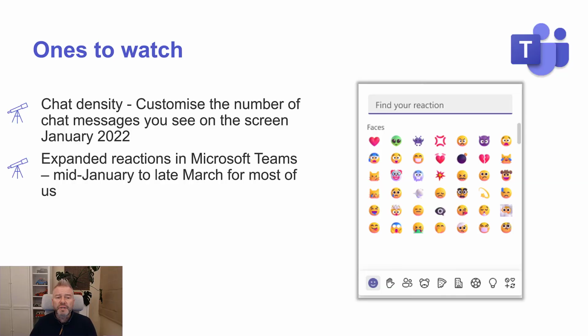The expanded reactions in Microsoft Teams. Say you're in a chat and you want to react to something. At the moment you have, I think, is it 5 or 6 maybe reactions? You know, like the thumbs up, the heart, the smiley face, the cross face, and I think there's something else. Anyway, so there's like 880 of these reactions inside Windows, isn't there? And you're going to get access to all of them. So when you're reacting, you got access to all of those. But look out for that.